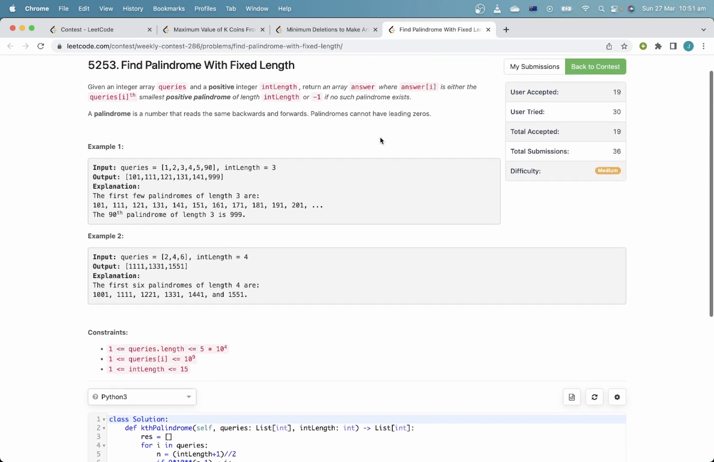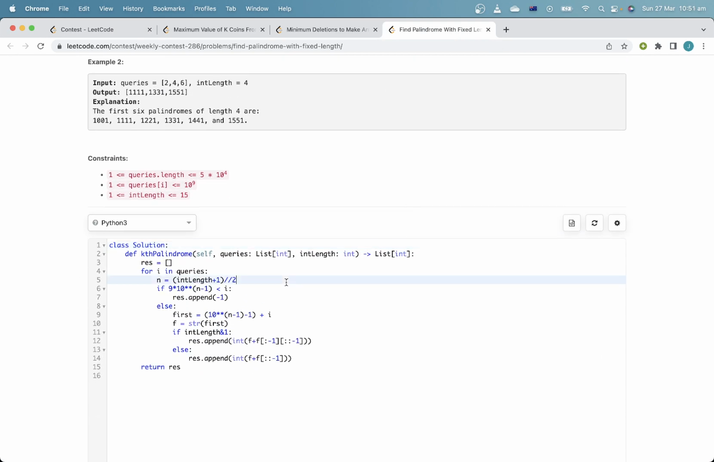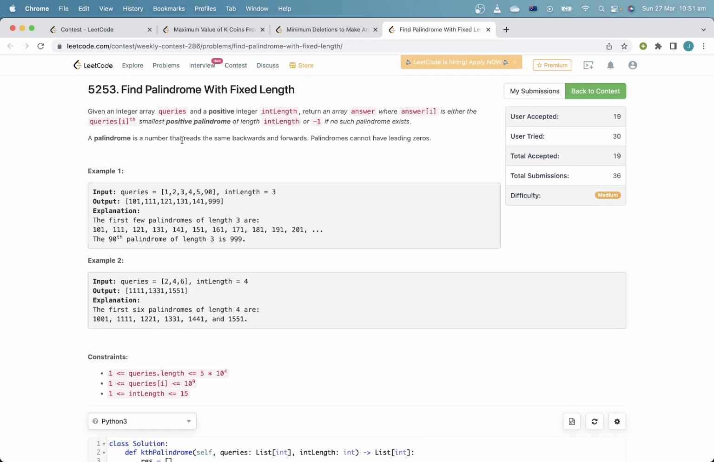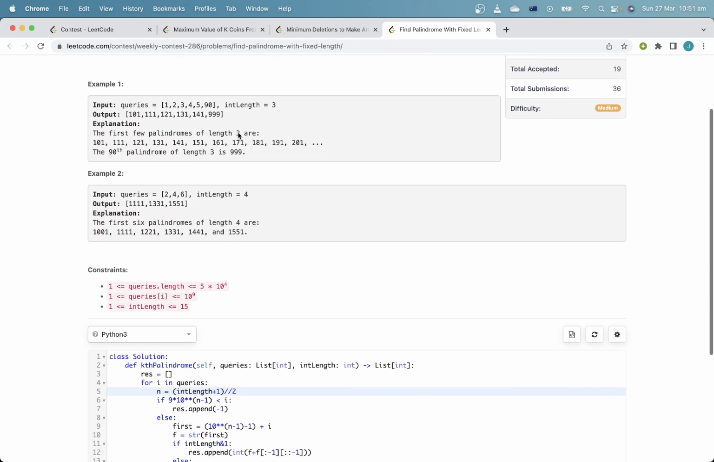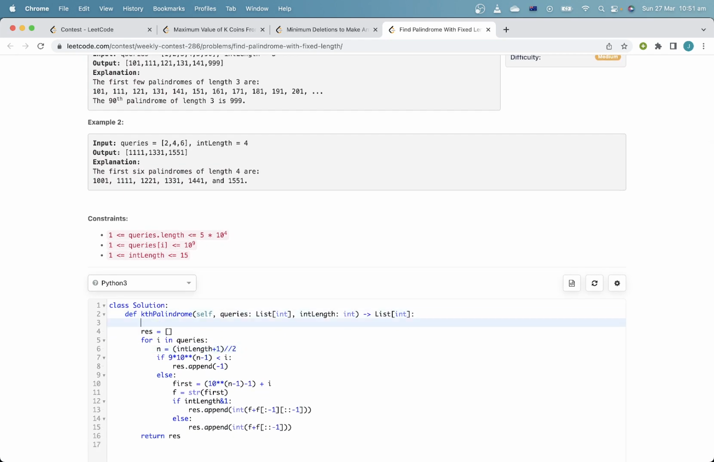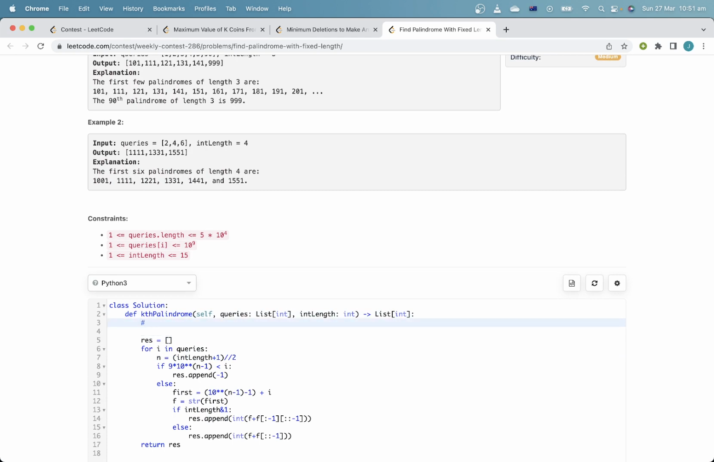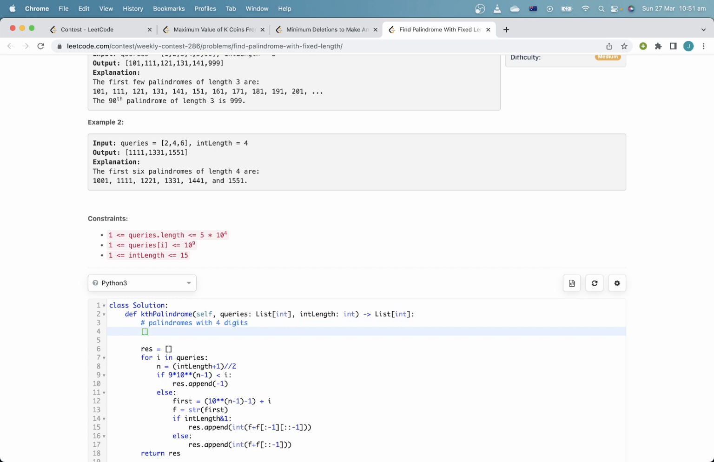What was I going to say? Okay, for this question, first we need to handle the palindrome part. How do we check if a number is a palindrome? Well, let's say, for example, we're going to build palindromes with 4 digits. Now we can see that if we have 4 digits in our number, only the first 2 digits actually matter. So if my first 2 digits are AB, then we already know what the 3rd and the 4th digits have to be, which is ABBA.